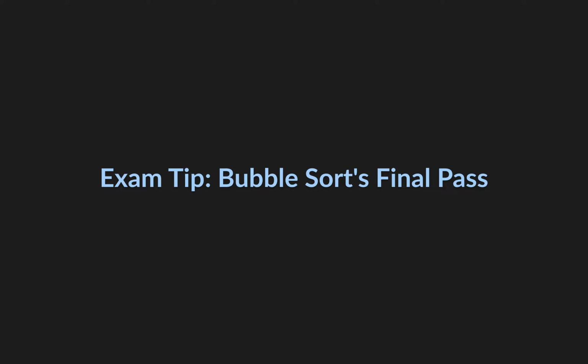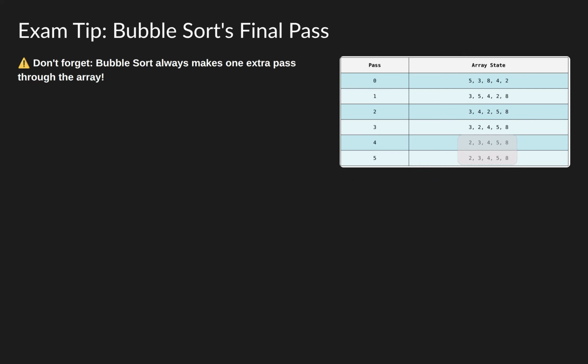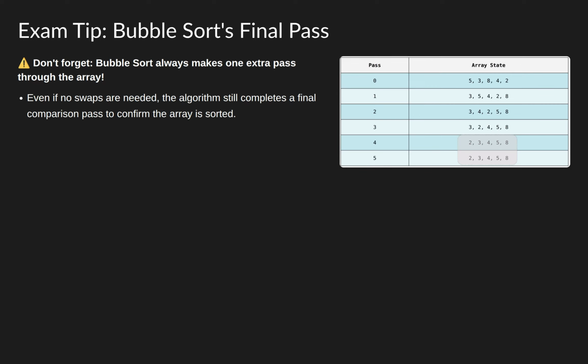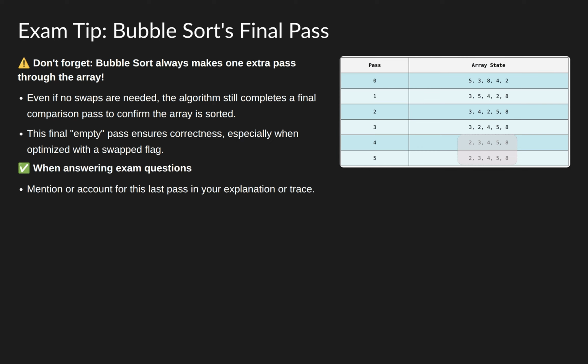Exam tip: bubble sort's final pass. Warning: don't forget, bubble sort always makes one extra pass through the array. Even if no swaps are needed, the algorithm still completes a final comparison pass to confirm the array is sorted. This final empty pass ensures correctness, especially when optimized with a swapped flag. When answering exam questions, mention or account for this last pass in your explanation or trace. It is a common place where students lose marks by stopping too early.